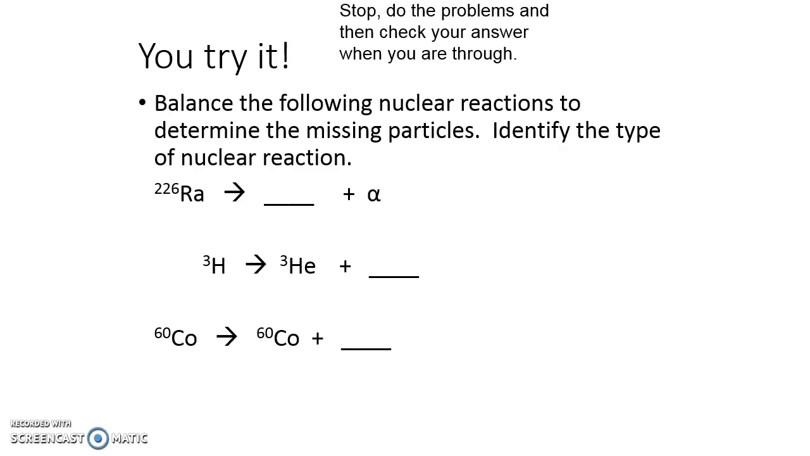Okay, so now here are three equations, and what I want you to do is find the missing particles. You can figure out an atomic number by looking at the periodic table. By understanding the characteristics of an alpha particle, you can put the numbers over here and then balance the numbers, and then you'll be able to figure out what element or particle this is. So go ahead and try these reactions.